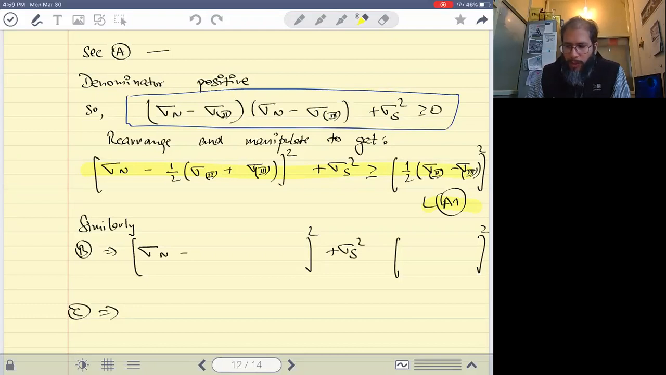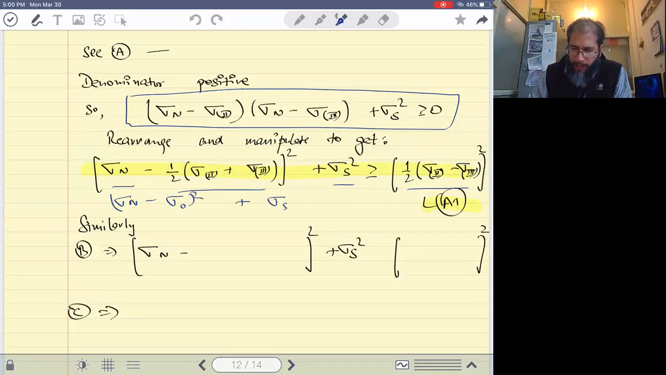Now let's look at what this equation is. So the equation is sigma n minus something squared plus sigma s squared is equal to something else squared. If you compare that with an equation of a circle, this is sigma n minus, let's call this sigma naught, squared plus sigma s squared is greater than or equal to some r squared. So what this is saying is that this represents the region outside a circle.